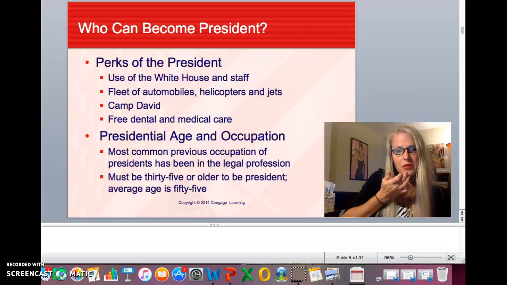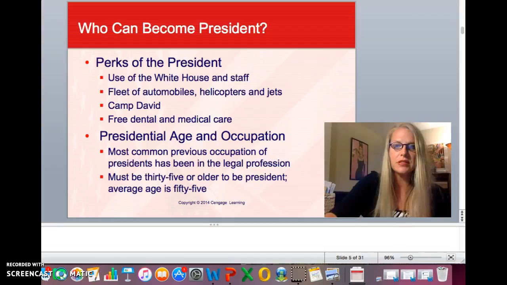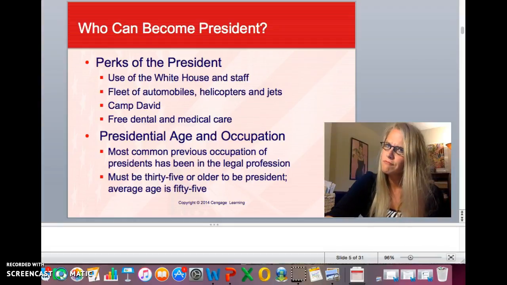Presidential age and occupation. Most common previous occupation of the president has been in the legal profession. Must be 35 and older to be president. The average age is 55. Very interesting.